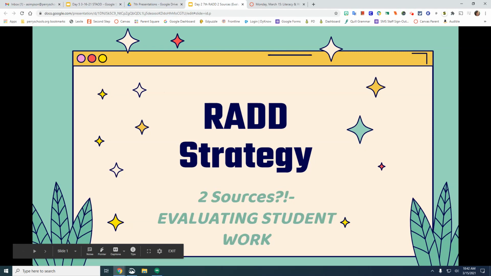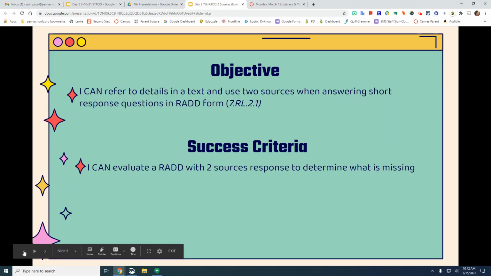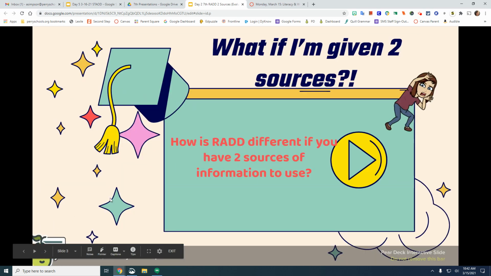Okay, today we're evaluating student work. Yesterday you had to answer a RADD response with 2 sources. Today we're going to look at those responses and we're going to evaluate what is missing. So right now pause the video and tell me why RADD is different if you have 2 sources of information to use.